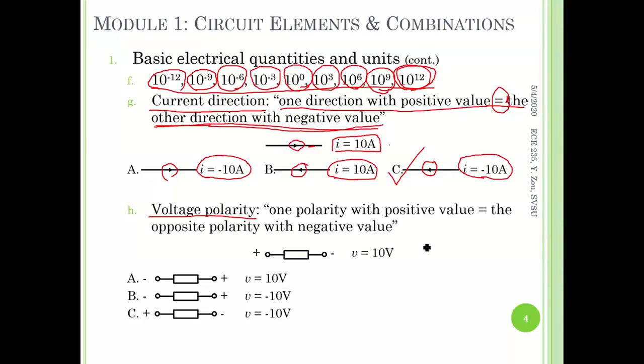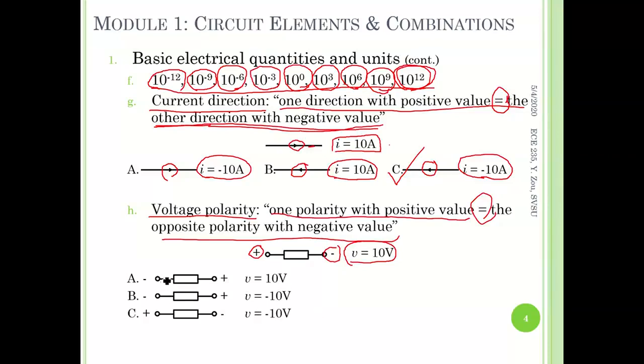Similarly, in voltage, we have a polarity issue. So one polarity with positive voltage value is equivalent to the opposite polarity with negative voltage value. Again, another example. If we have a voltage given value of positive 10 volts, however, the polarity is positive here, negative here, which of the following cases is equivalent?